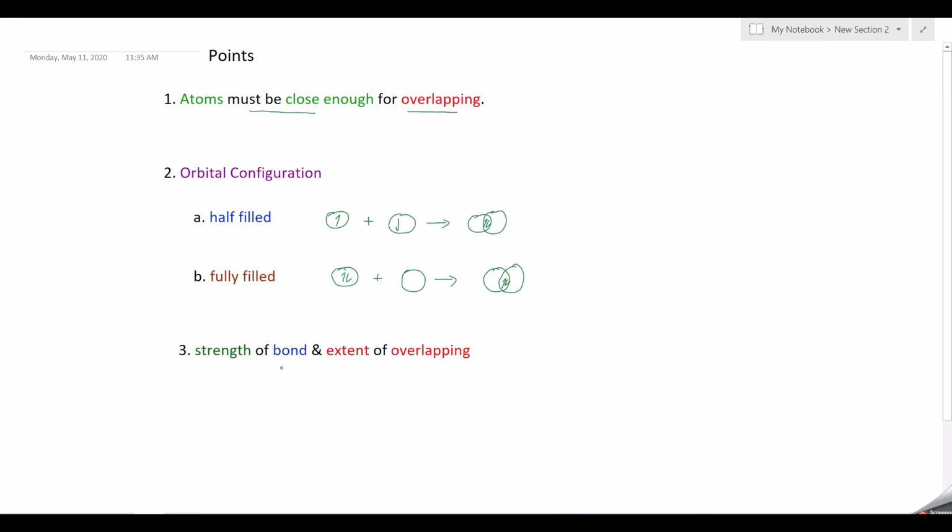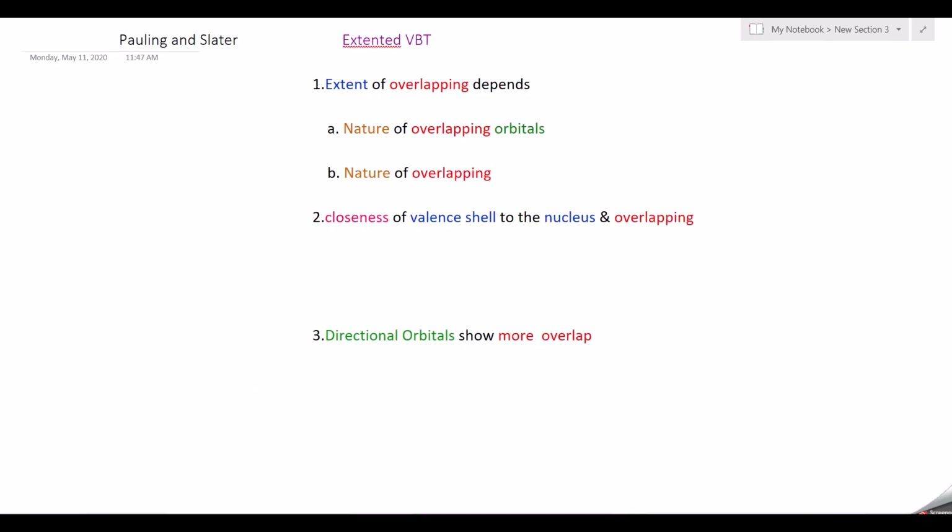Now the third one: the strength of the bond depends upon the extent of overlapping. If the extent of overlapping is high, then the strength of the bond will be high. If the extent of overlapping is greater, then the bond is very strong. So these are the points given by the valence bond theory.